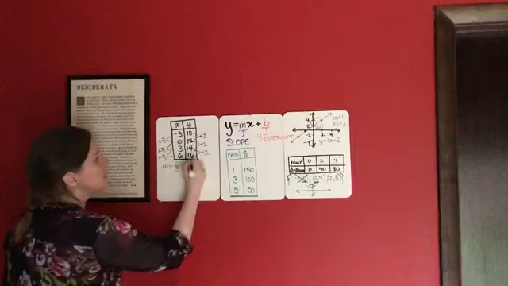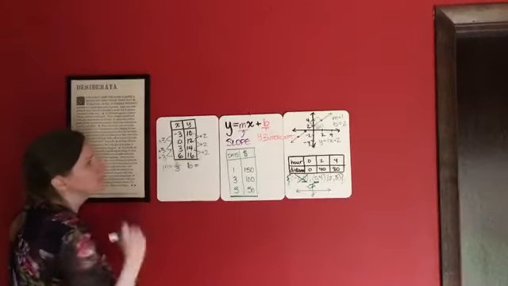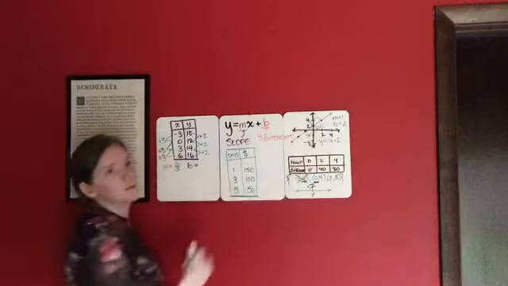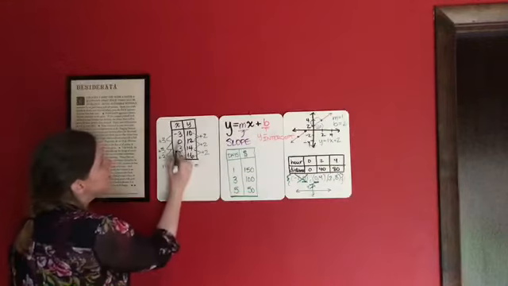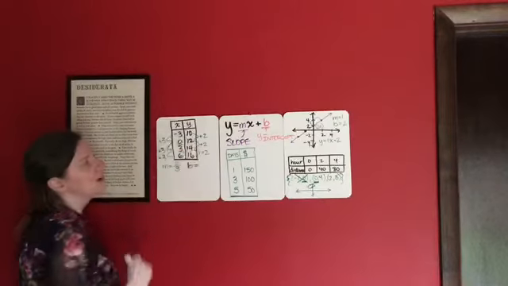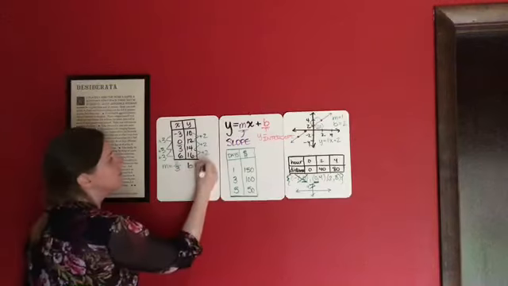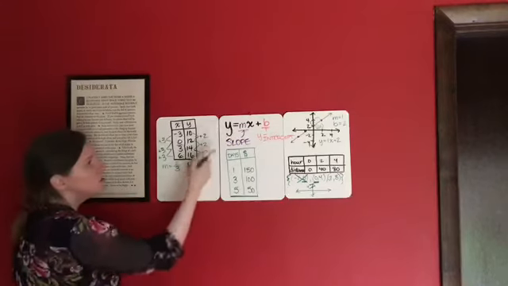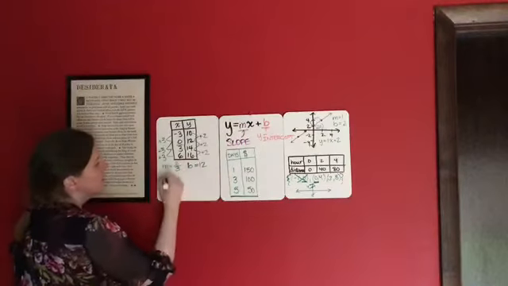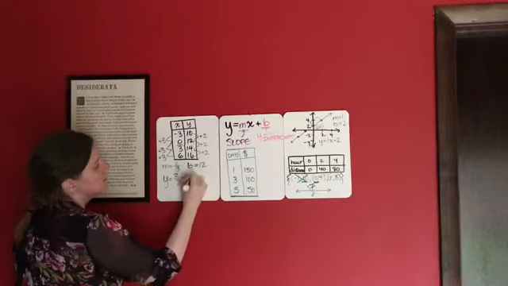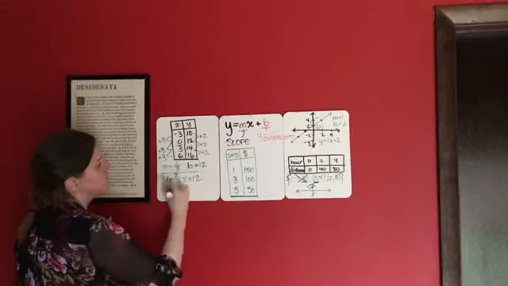Now I just need my b, my y-intercept. So like we just said over here, the y-intercept is where x equals 0. So x equals 0 right here, but I need the y value at that point. And the y value is 12. So b equals 12. That's my y-intercept. So to write my equation, it's y equals 2/3 x plus 12.